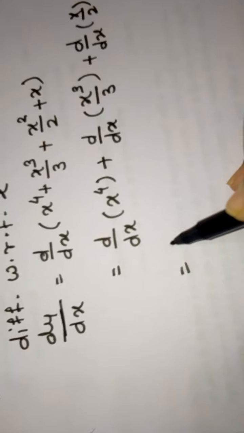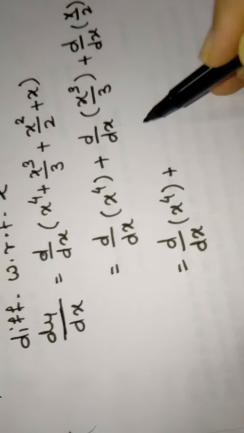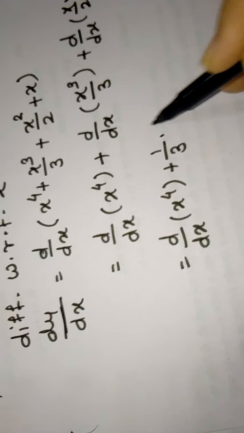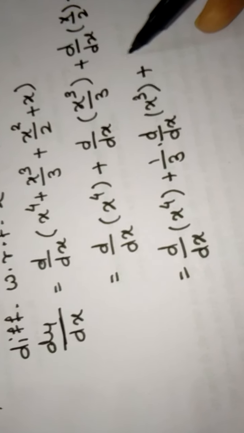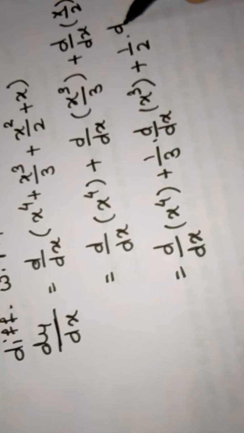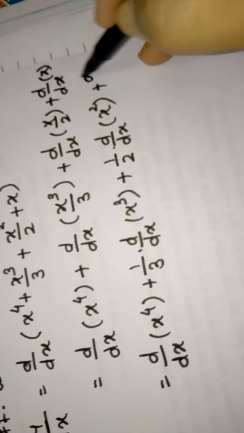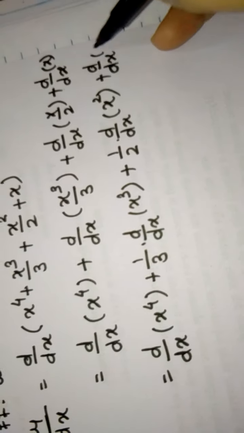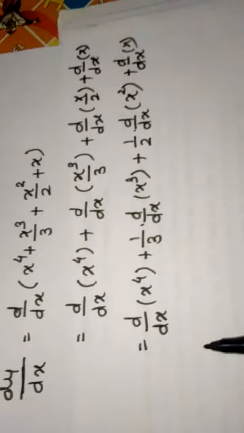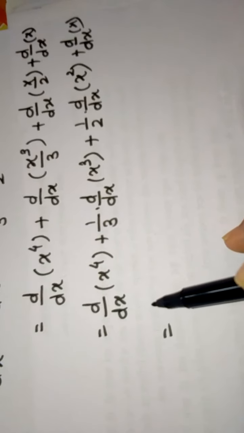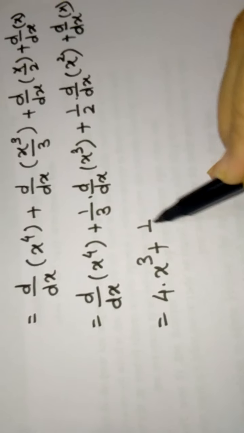It is equal to d by dx of x raised to 4 plus 1 upon 3 is constant, d by dx of x cube plus 1 upon 2 constant, d by dx of x square plus d by dx of x. Now find the derivative by rule. X raised to 4, its derivative is 4x cube plus 1 upon 3.